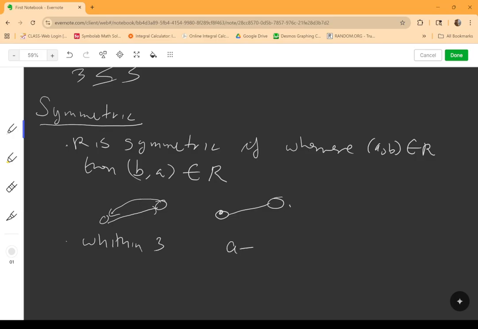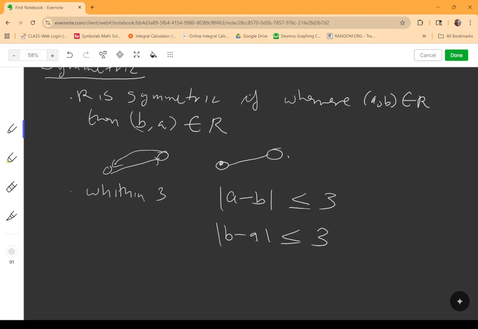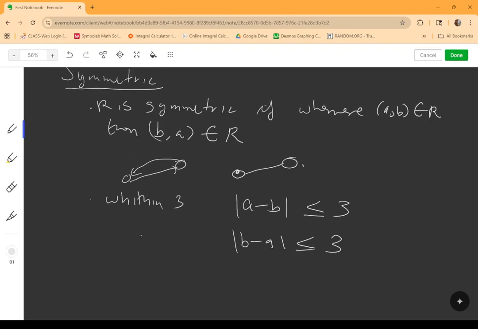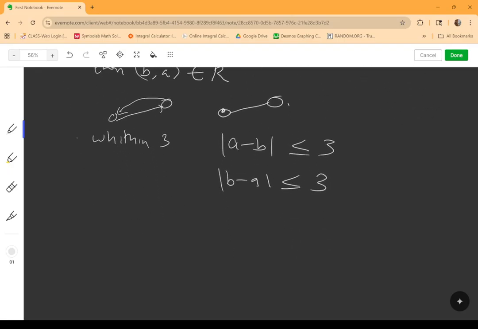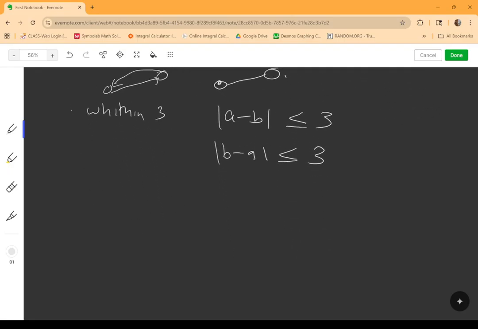Another example of symmetric is within 3. Within 3 means almost like a distance, less than or equal to 3. If this is true, then the absolute value of b minus a will also give us at most 3, because when you switch it around you get the opposite sign, the same magnitude, and the absolute value eliminates that. So that would be a symmetric relationship.